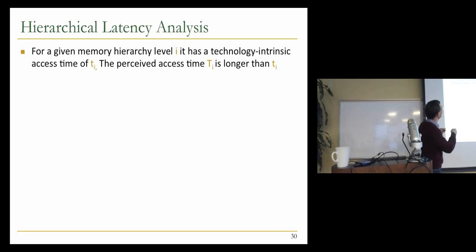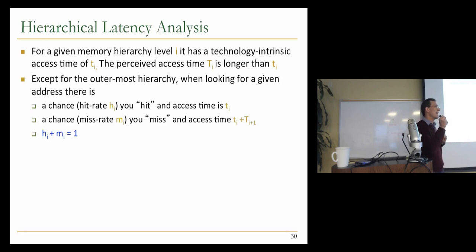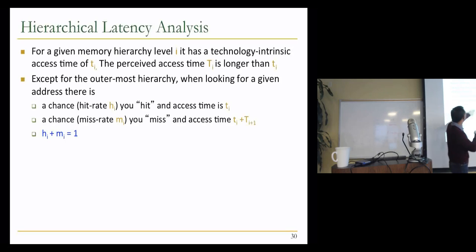For a given memory hierarchy level i that has some access time of ti, basically cache level 1, let's say, that has an access time of 2 cycles, the perceived access time is actually longer than this access time, because this is the access time if the data you're looking for is in the cache, if you get a cache hit. So basically, except for the outermost hierarchy, which is main memory, when you're looking for a given address, there's a chance or probability that the access hits in the cache. And for a hit, the access time is ti. Let's say this probability, the hit rate, is hi.